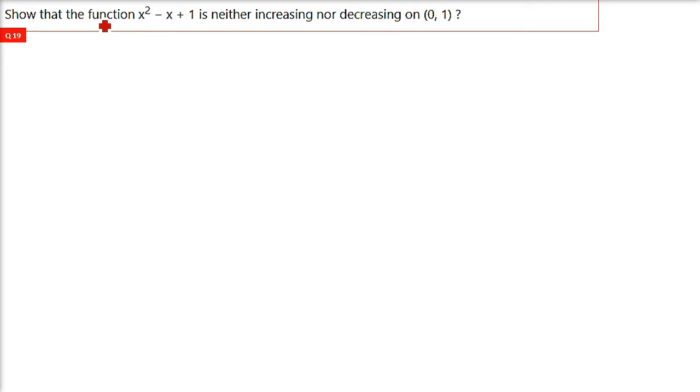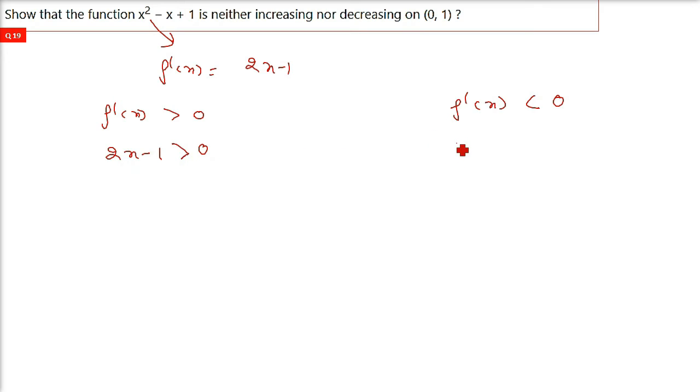Show that the function x square minus x plus 1 is neither increasing nor decreasing in 0 to 1. Now just concentrate on 0 to 1. If we are able to show that between 0 to 1 it is increasing somewhere and decreasing somewhere, we are able to show it is neither increasing nor decreasing. So first is f dash x, it is 2x minus 1. If it is increasing, f dash x should be greater than 0, and less than 0 if it is decreasing. So 2x minus 1 greater than 0 means 2x should be greater than 1. Here 2x minus 1 less than 0 means 2x should be less than 1. Here x should be greater than half. Here x should be less than half.